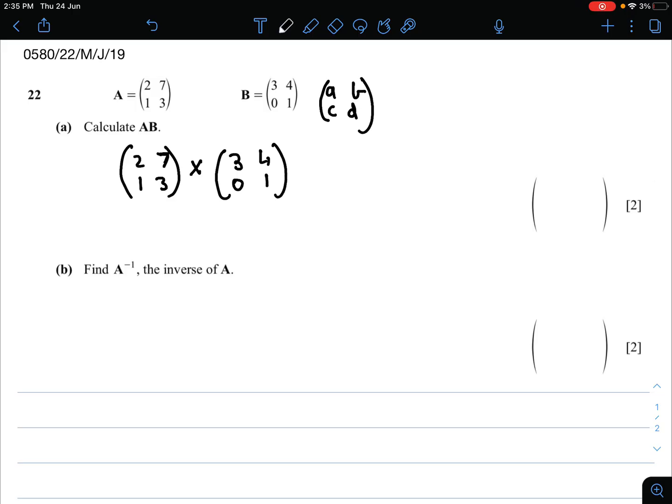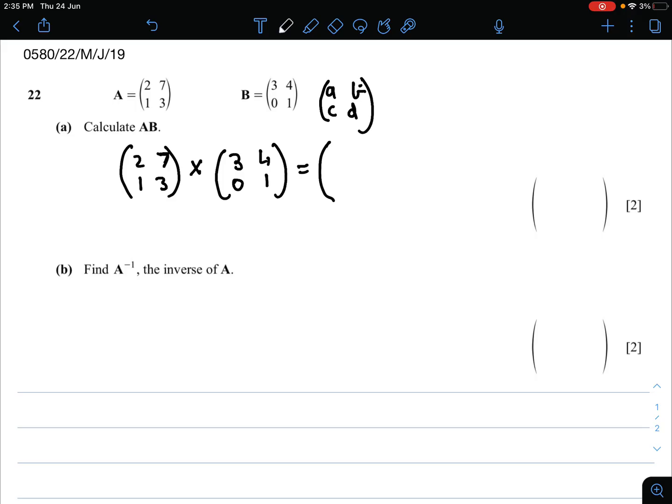How you do that is, we have to work out for A, the first row of A multiplied by the first column of B. For the value B, it would be the first row of matrix A multiplied by the second column of matrix B, and so on for C and D. So let's go ahead and solve this.